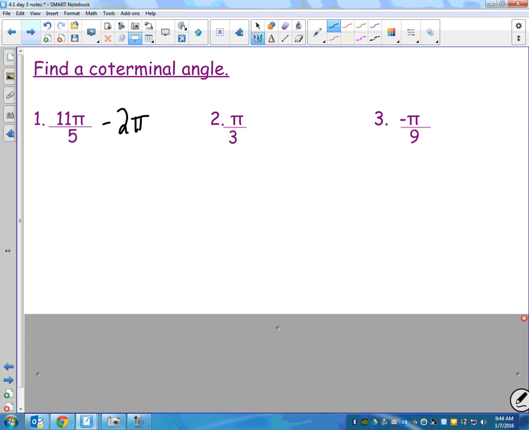Or maybe you can just think already how much bigger than 2 pi this is. Or good old-fashioned common denominator here. That would just be 10 pi fifths. So that's just 1 pi fifth bigger than 2 pi. So 11 pi fifths is the exact same location as just pi fifths.